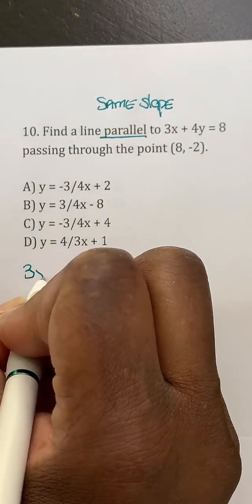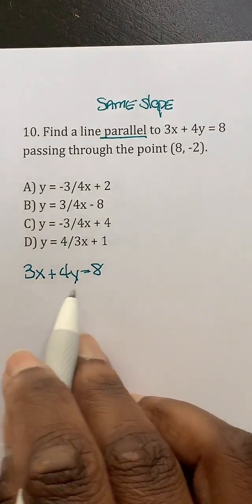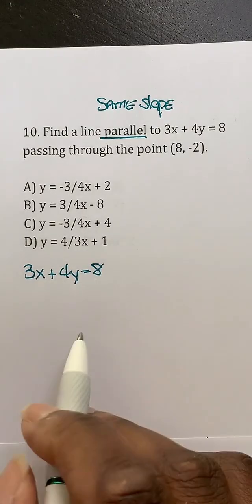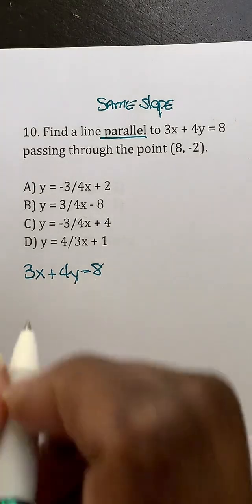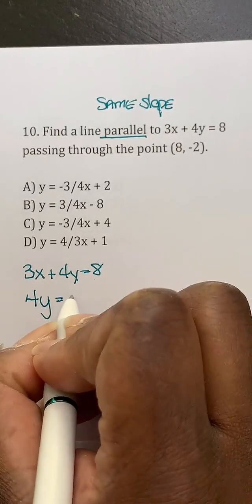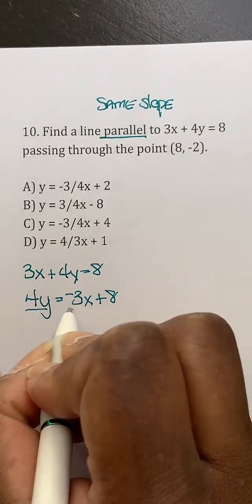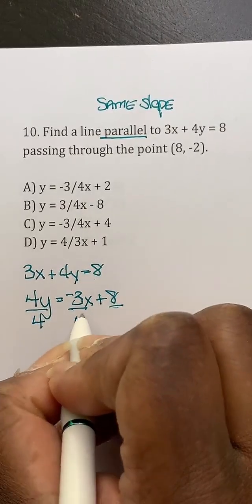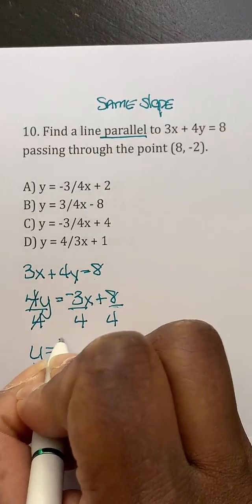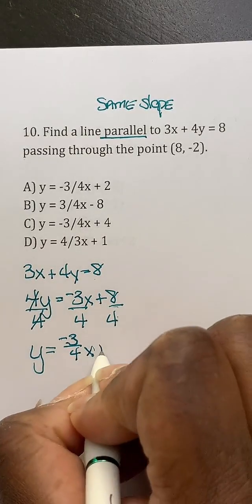So we have 3x + 4y = 8. We need to put this from standard form into slope-intercept form, so we need to solve for y. I'm going to subtract 3x on both sides, and then divide everything by 4. So I have y = -3/4 x, and then 8 divided by 4 gives me a positive 2.